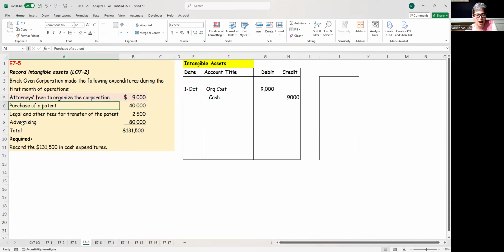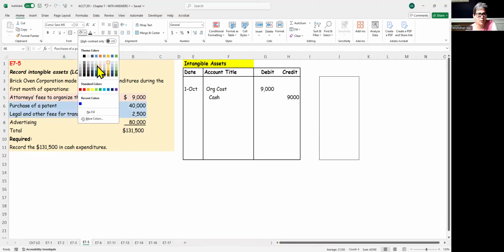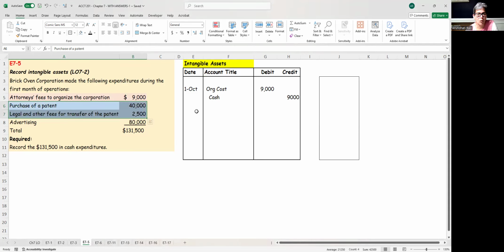Next, we purchased a patent for $40,000, and we had to pay another $2,500 in legal fees to have that patent transfer into our name. So this patent that we purchased and the legal fees we paid, these numbers are put together, and we debit an account called patent. So all of this put together, the purchase price plus the legal fees, it's a one-time expense I had to incur.